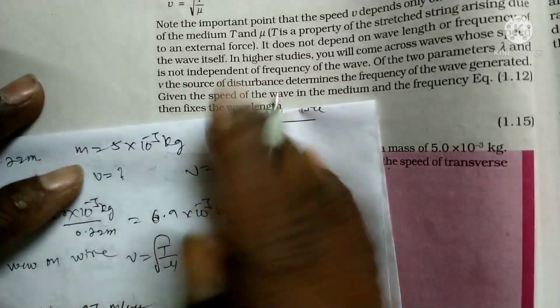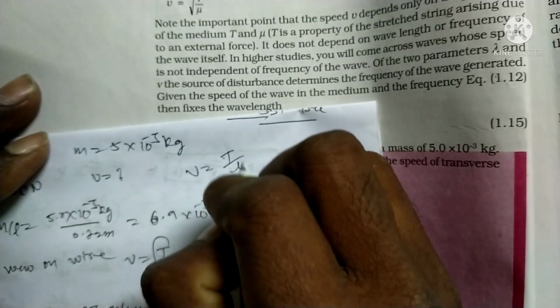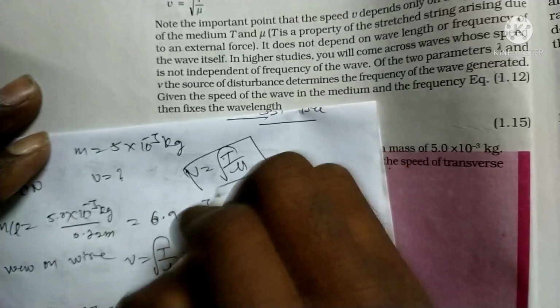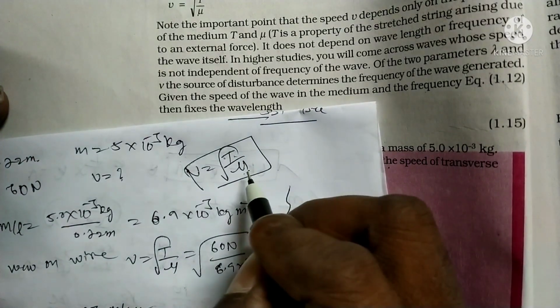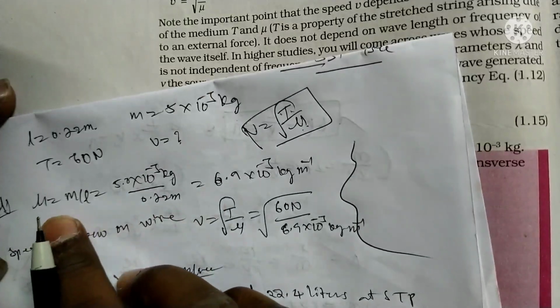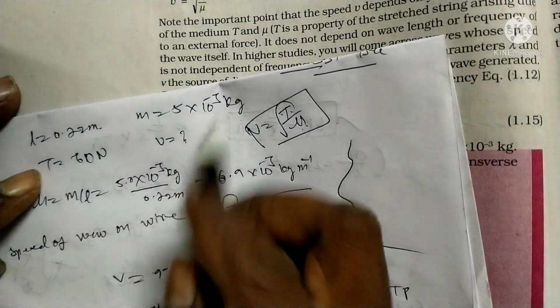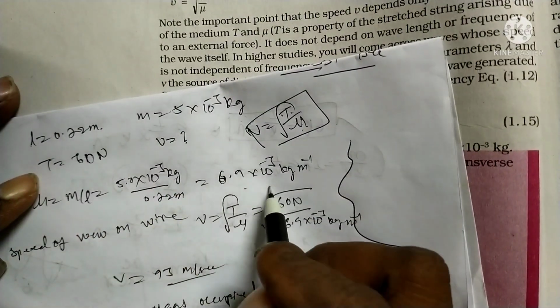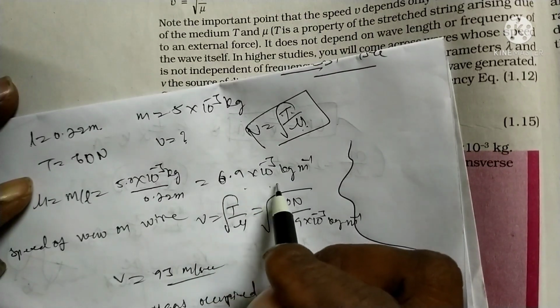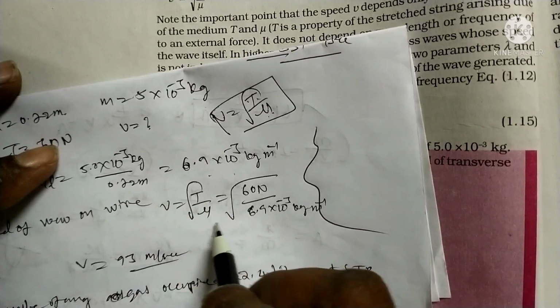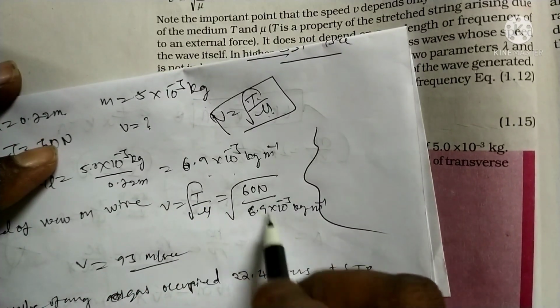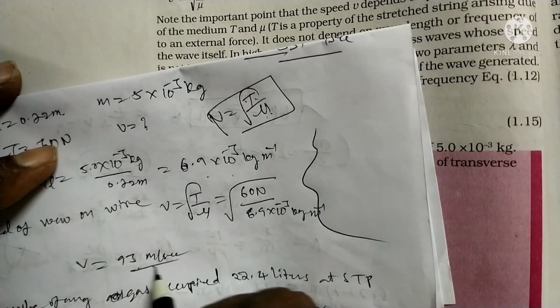The speed of the transverse wave is v equal to root of T by mu. This is the equation. You know T, and we can find mu. Mu, the linear density, is equal to mass by length. Mass is given, length is given, so you can find the linear density. Substituting these values, we get 93 meters per second. And also the next problem is there.